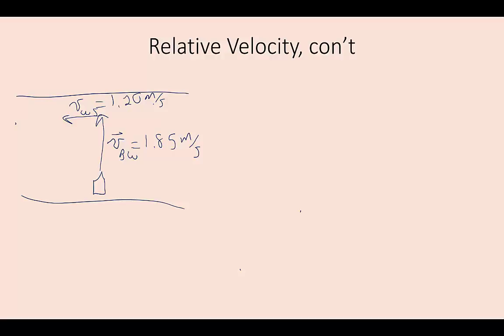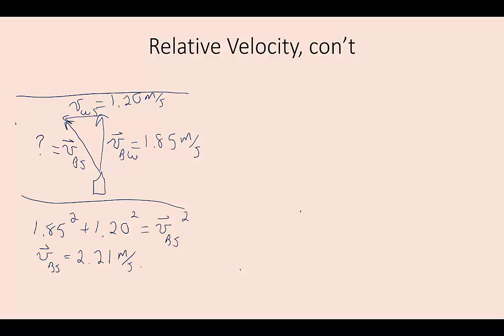But now the question is, what is the velocity of the boat relative to the shore? If it starts out straight across, what's the current going to do to it, essentially? So now we want to know this. What is the velocity of the boat relative to the shore? Okay, well, we're going to look at it the same way as we did before. We are looking for the velocity of the boat relative to the shore. This is a right triangle, so we're going to use Pythagorean theorem, and we're going to find out that 1.85 squared plus 1.20 squared is equal to our VBS squared. We solve this, and VBS is 2.21 meters per second.